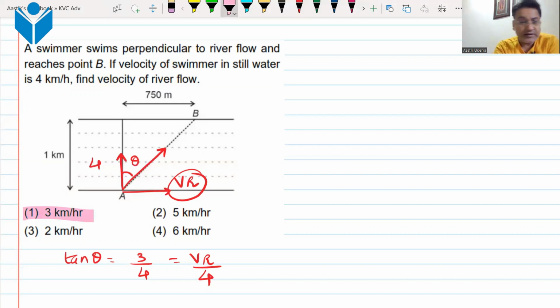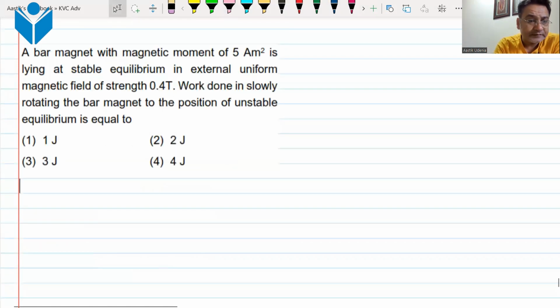And the next question is this one. A bar magnet with magnetic moment of 5 ampere meter square is laying at stable equilibrium in an external magnetic field of 0.4 teslas. Work done in rotating the bar magnet to the position of unstable equilibrium is. Same question could be asked for a current carrying wire. The same question could be asked for electric dipole. The same question could be asked for a current carrying loop. The concept remains same.